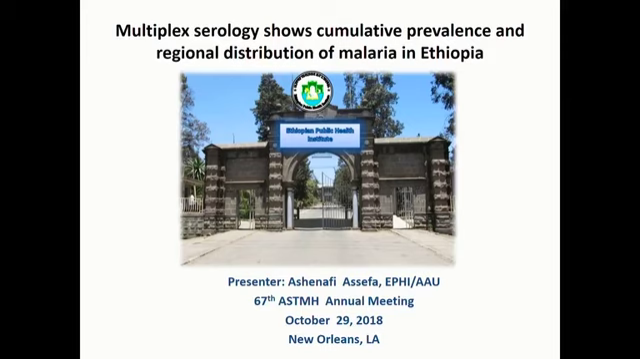So I'm going to present the utility of some of the tools developed to produce data that can be consumed by programs. So my title is Multiplex Serology shows cumulative prevalence and regional distribution of malaria in Ethiopia. As was introduced, I am Ashenafi. I work for the Ethiopian Public Health Institute, and I'm also a student at Addis Ababa University.